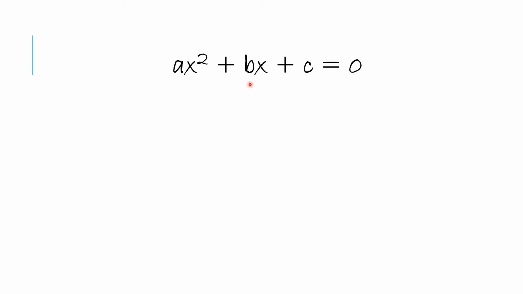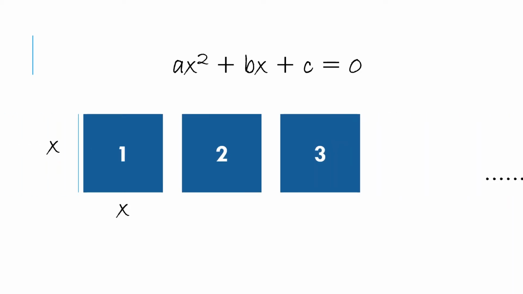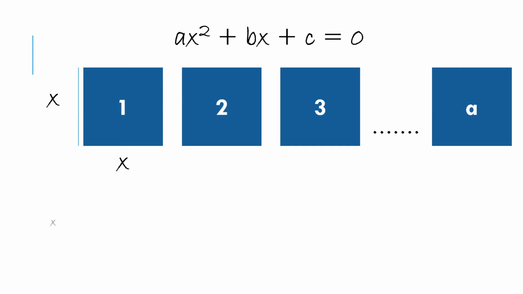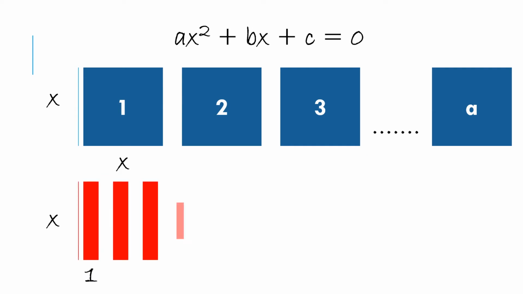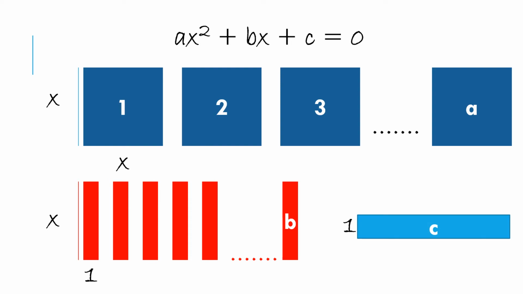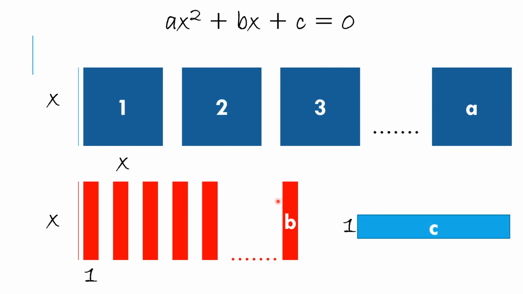And since it is bx, let us take b number of rectangles over here. And the constant is only c, where the length is c and the breadth is 1. So 1 into c will be equal to c, and x into 1 is equal to x. The area will be x, and since there are b rectangles, we take it b times. And since there are a squares, we take a squares over here.